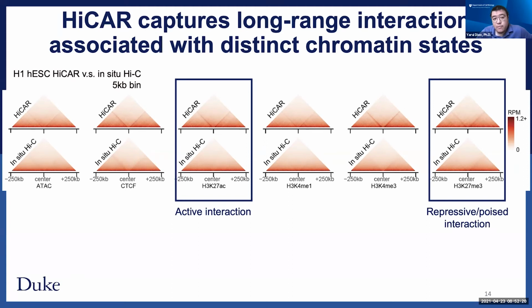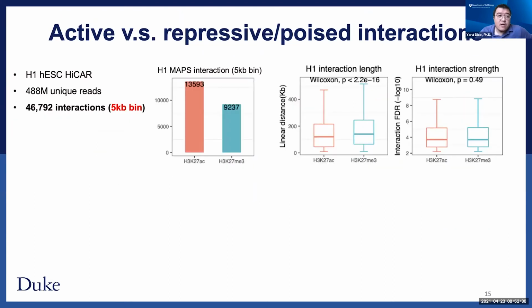And interestingly, we found that both H3K27 acetylation and K27 trimethylation signals are enriched in the HiCAR library. So we want to test if HiCAR can also identify the long-range chromatin interactions that are anchored on active marks or repressive marks, which are K27 acetyl and K27 trimethylation.